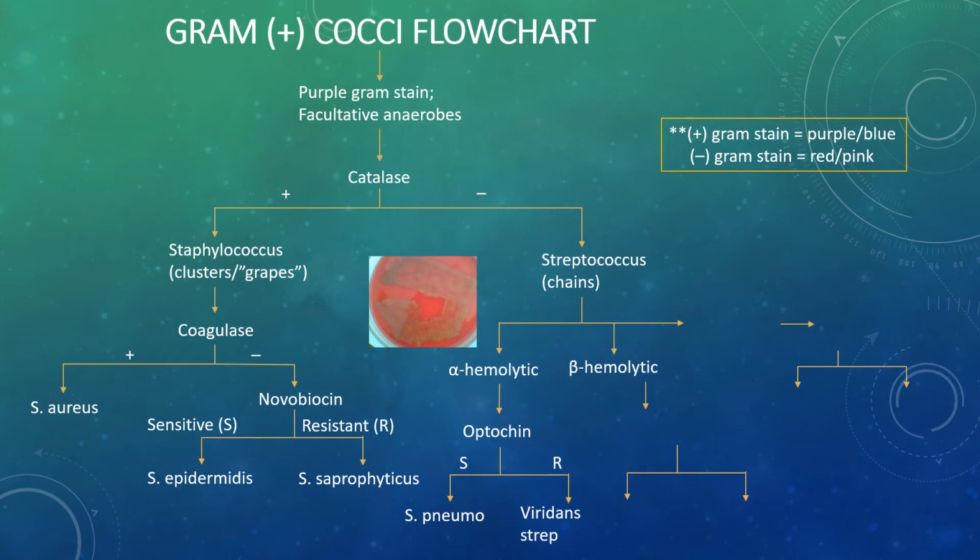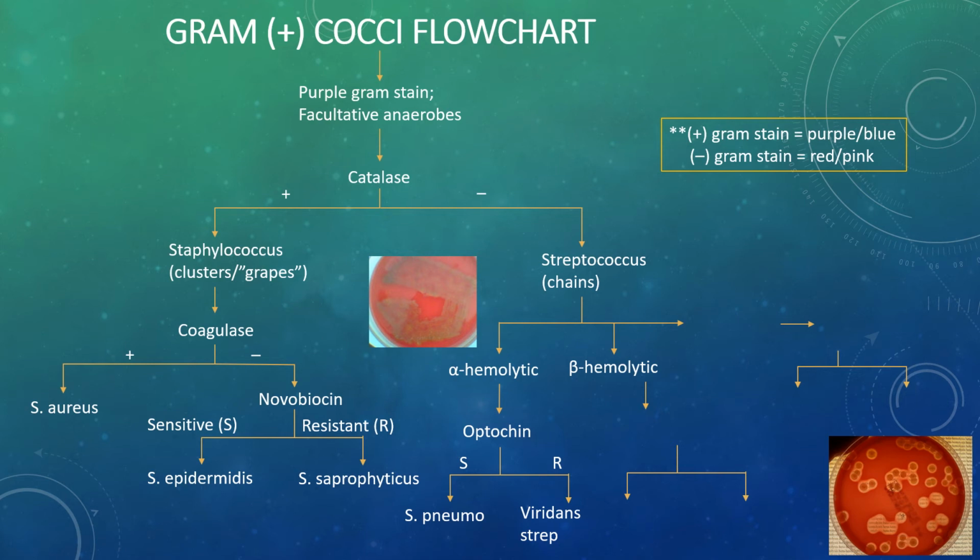Now beta hemolytic. This is the classic one you always hear. Beta hemolytic means you have complete hemolysis of blood. In a picture here, you see that in these bacterial colonies, there's a circular empty clearing around it. See these empty spaces? Those are areas of complete hemolysis. That's what beta hemolytic means. To further differentiate them, we have bacitracin. If the bacteria is sensitive to bacitracin, it will be group A strep, Strep pyogenes. If it's resistant to bacitracin, it will be group B strep, or Strep agalactiae.